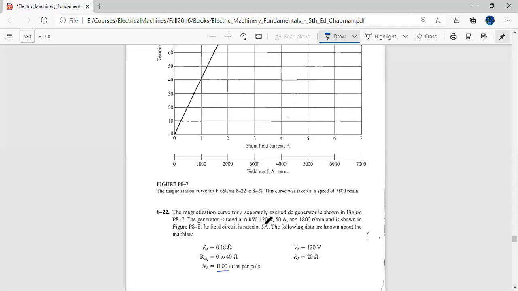So this is the electrical load. 120 volts is the rating. That means 120 volts must be given to the rated load. So this is not EA, this is equal to VT, and EA is equal to VT at no load. That is no doubt true. But otherwise, if the generator is loaded, then this is VT. You are giving this to the load and not EA to the load. 50 ampere is the rated load current, at 1800 RPM, and it is shown in figure 8.8.